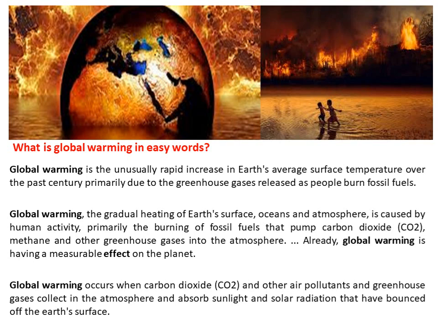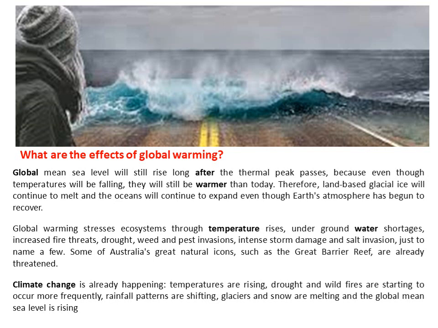Number third, global warming. Global warming occurs when carbon dioxide, CO2, and other air pollutants and greenhouse gases collect in the atmosphere and absorb sunlight and solar radiation that have bounced off the Earth's surface. Now, what are the effects of global warming?